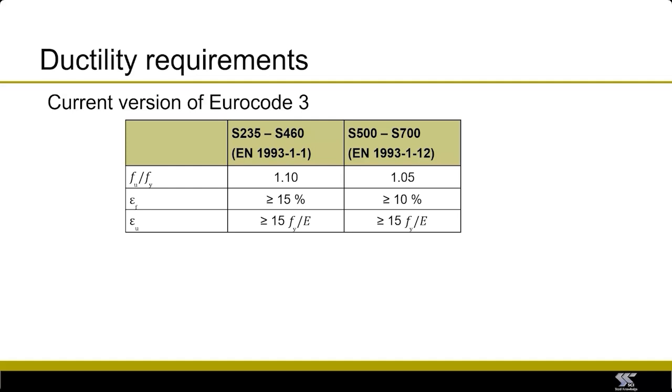Now, for steel grades greater than S460 and up to S700, Eurocode 3 Part 1-12 relaxes the requirements on the minimum tensile to yield strength ratio and the elongation at fracture, and maintains the requirement on the ultimate strain. For the tensile to yield strength ratio, the minimum ratio is set to 1.05, and the minimum elongation at fracture is set to 10% only. Now, these requirements have been found to be conservative and even unjustified. And for this reason, they have been revised for the next version of Eurocode 3.